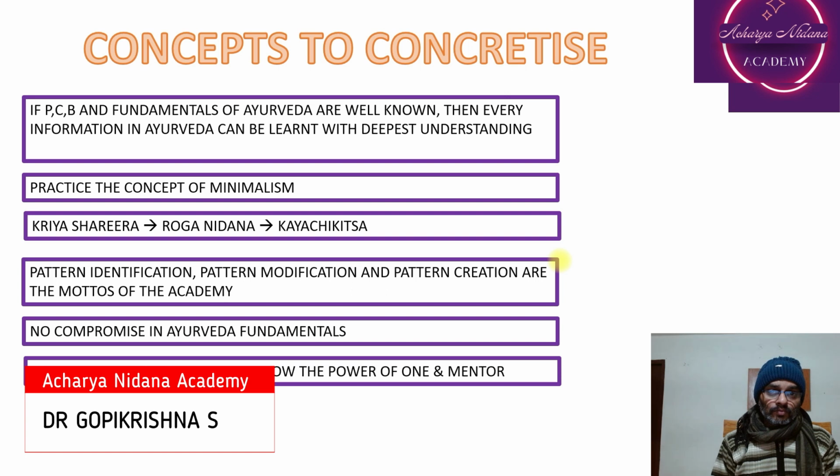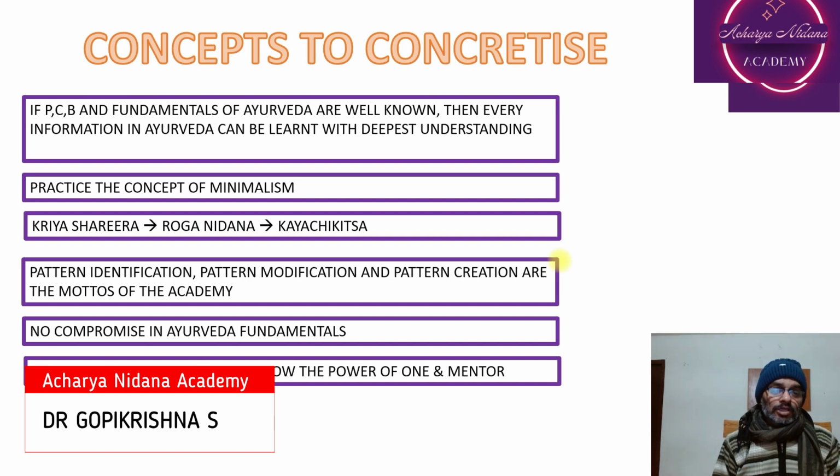Third, if you want to know each and every concept of Roga Nidana, then first of all we need to know Kriya Sharira well, because extended Kriya Sharira is nothing but Roga Nidana. And what is the benefit of learning Roga Nidana? Extended learning of Roga Nidana is nothing but Kaya Chikitsa. Kaya Chikitsa has multiple subjects, that is Roga Nidana, Rasa Shastra Bhaishajya Kalpana, Dravya Guna, Agada Tantra, Swastha Vritta, etc. All of these are categorized under one small heading, that is Kaya Chikitsa.